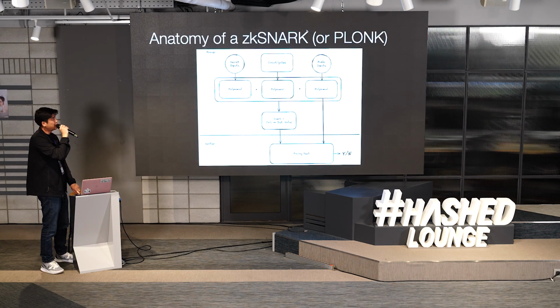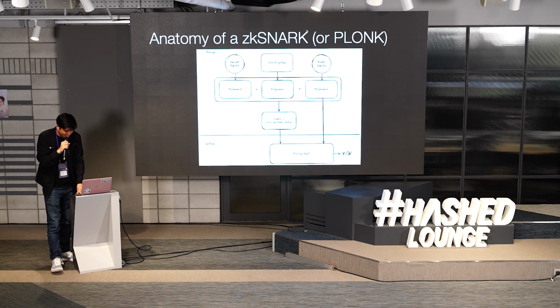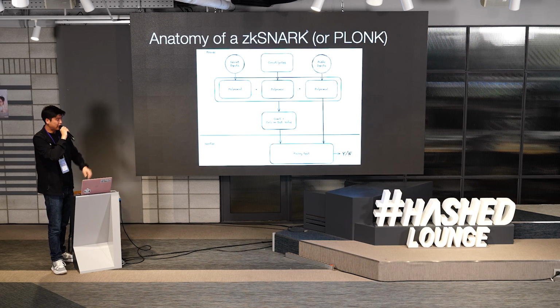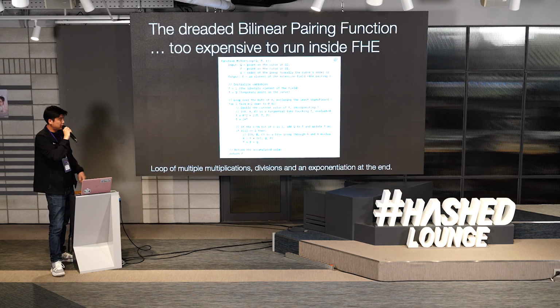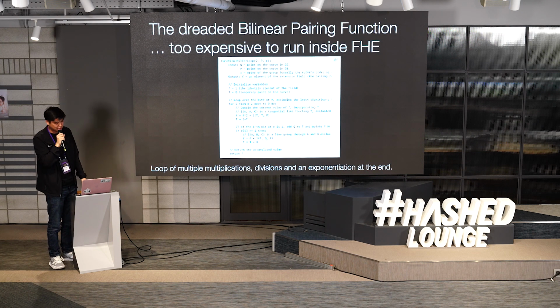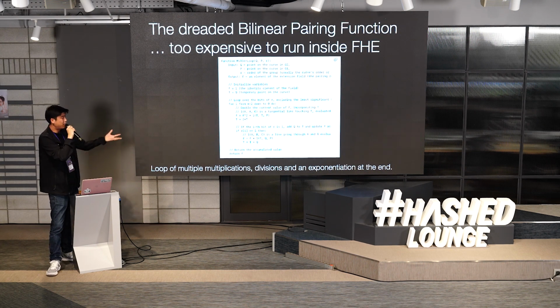And so roughly speaking, this is the anatomy of a ZK SNARK or PLONK. I won't go too much into the detail here, but basically the part of the verifier that this project was emphasizing is this pairing test, the yay or nay, yes or no. One of the issues with doing FHE on chain, I suppose, is the pairing function, which is very expensive to run in FHE. I mean, it's just not practical.